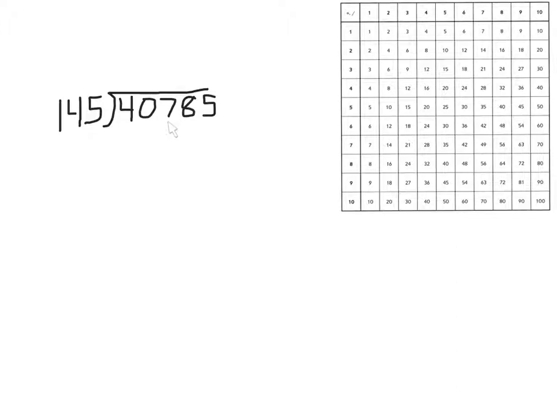So now we have to make an estimate on how many times we think it might go in. The way I would do my estimate is, since this is close to 150, I would say 150, how many times will that go into 407? Well, I knew two 150s makes 300, and then the next one would be 450, so that would be too big. So I'm thinking it's probably going to be 2.